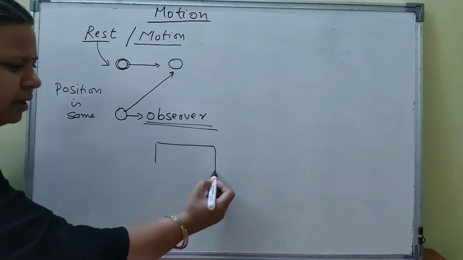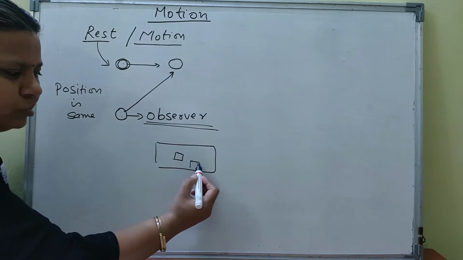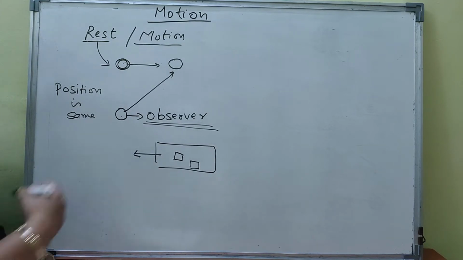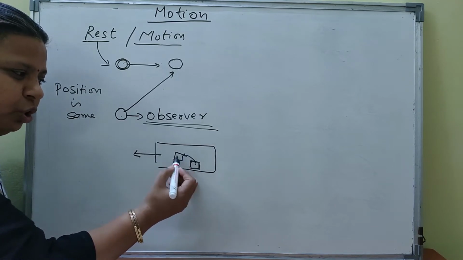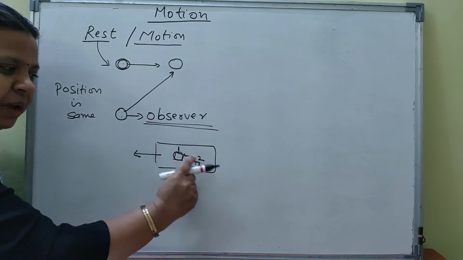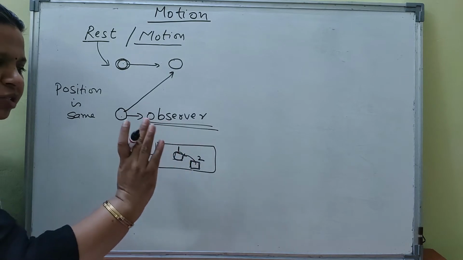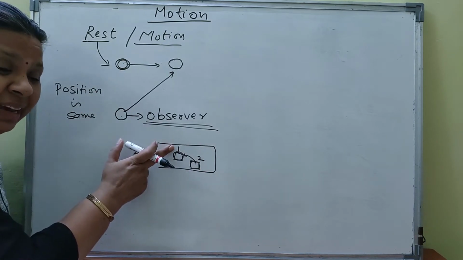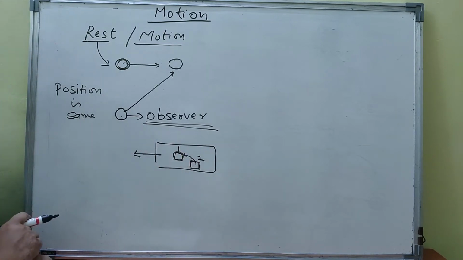Let us say somebody is sitting in a bus, and another one is also in the bus, which is moving. Say this is object 1 and this is object 2. With respect to the second, the position of the first always remains the same. There is no change in their relative position. Then we say object 1 is at rest with respect to object 2, although the bus is moving.